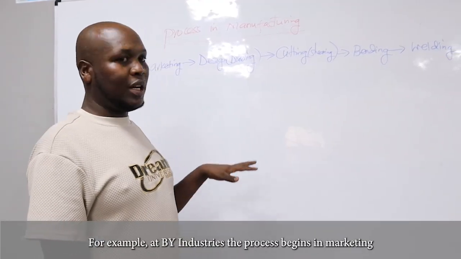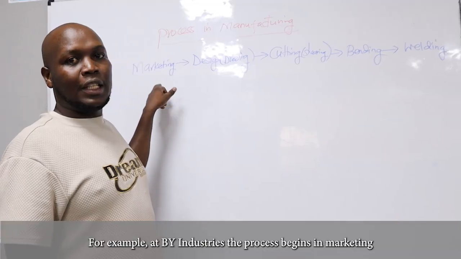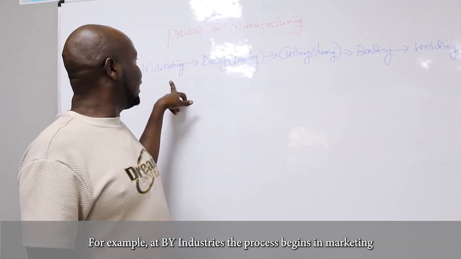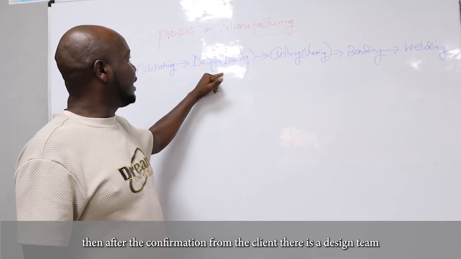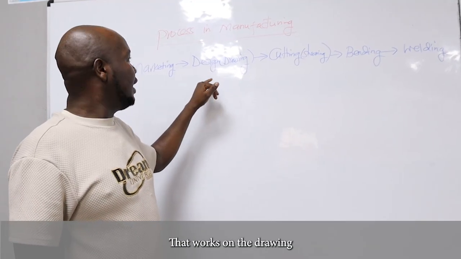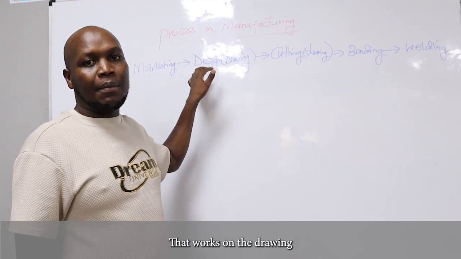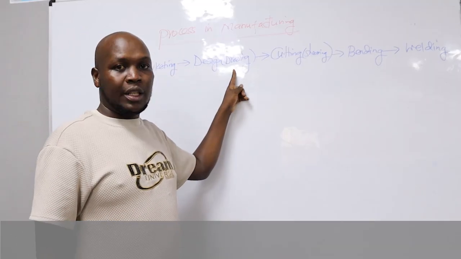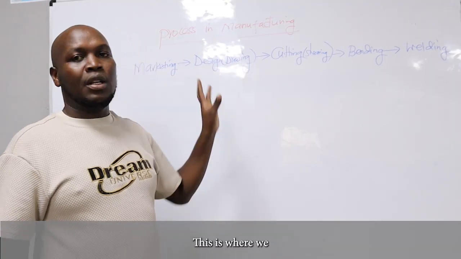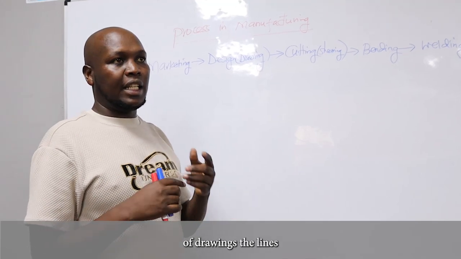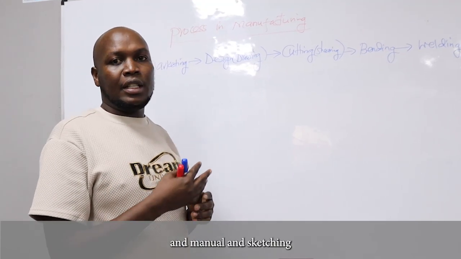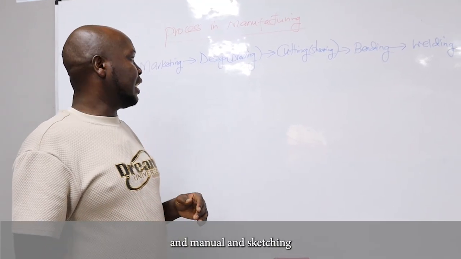So for example, at BY Industries, the process begins in marketing. Then after the confirmation from the client, there is a design team that works on this, and that's why another term for design is the drawing. This is where we discussed the types of drawings, the lines, and the manual and sketching and things like that.